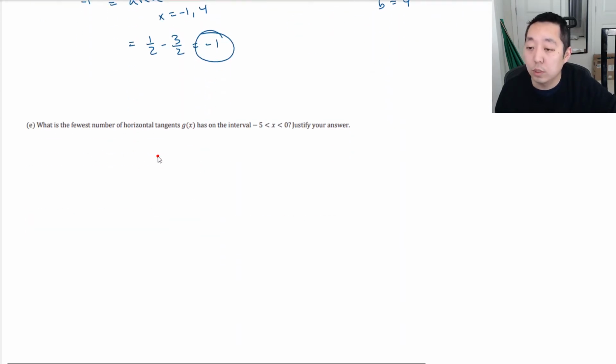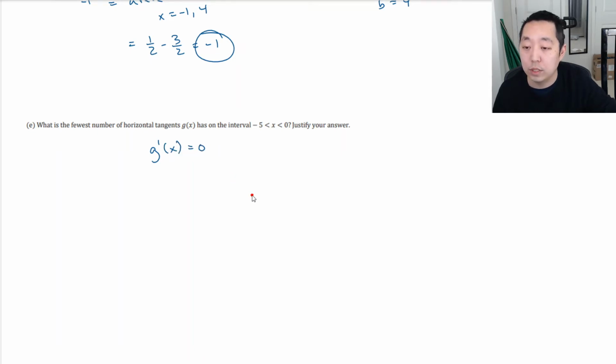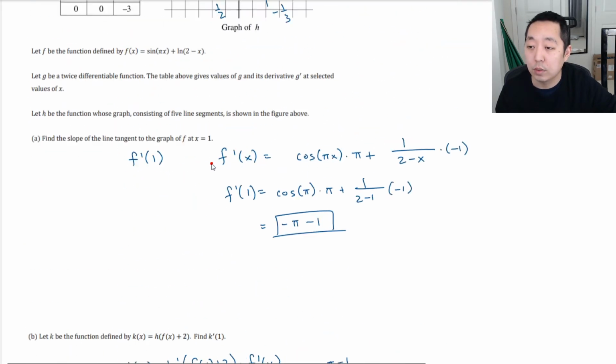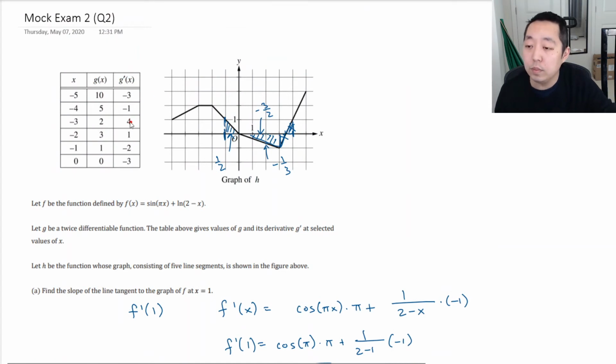What is the fewest number of horizontal tangents that g of x has on the interval? Okay, fewest number, horizontal tangents is where the derivative is equal to 0. Let's see where the derivative is equal to 0. The fewest number. Let me see. Well, by the intermediate value theorem, we had to have crossed a 0 here. Okay, and then we had to cross a 0 here. So I have 1 here and I have 2 here. And then I should check the mean value theorem, but none of the secant line slopes here are going to be 0.